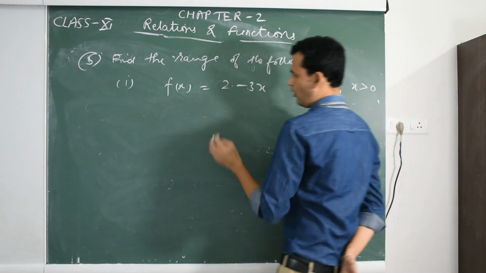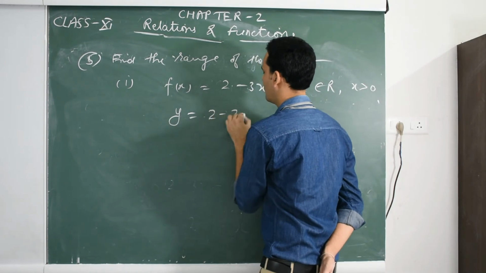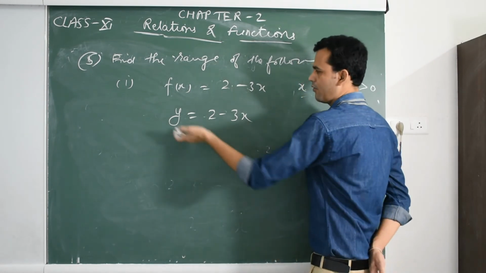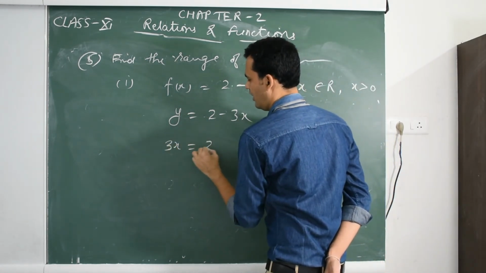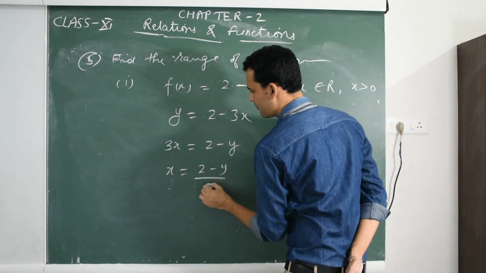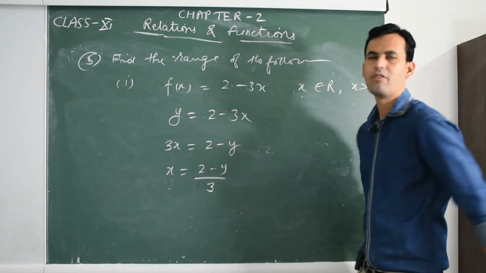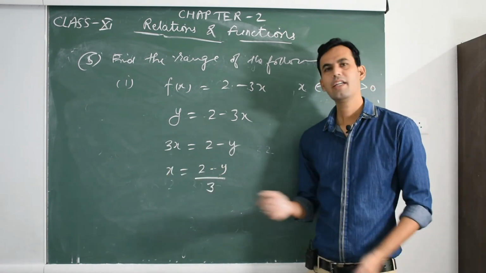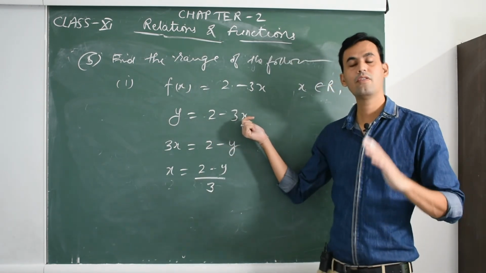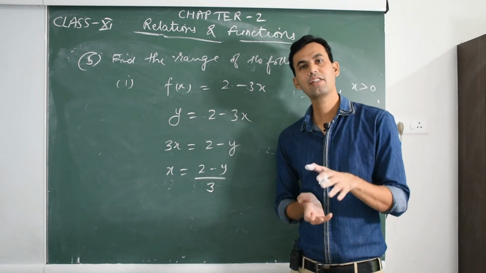Okay, so what we will do? First we put f(x) as y. So y equals 2 minus 3x. This 3x is on the left hand side and y is on the RHS. So 3x equals 2 minus y, or x equals 2 minus y upon 3. Now we put values of y and we get the value of x. The value of y is called range, because the values of x are always the values of domain, and we will get values of y and we call it range.